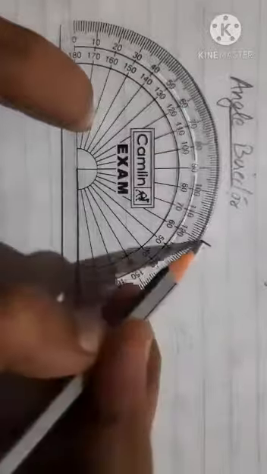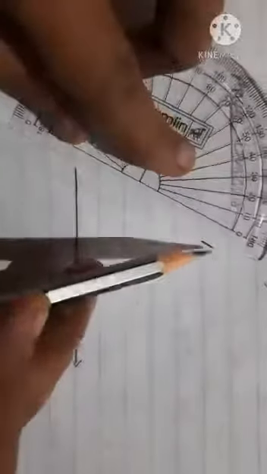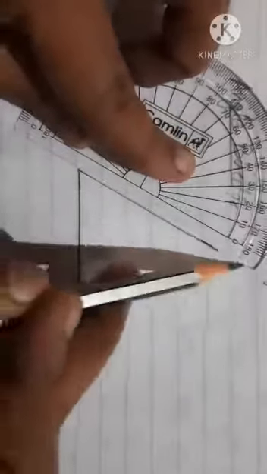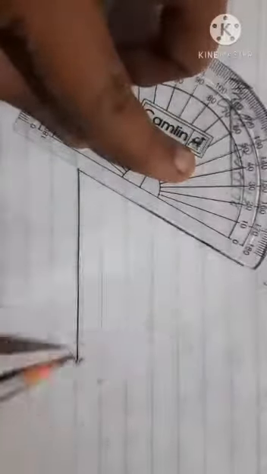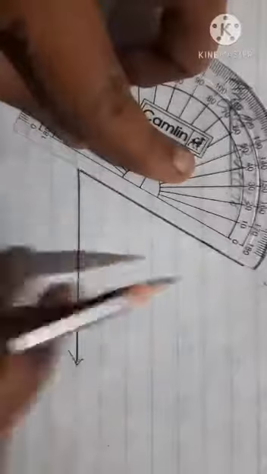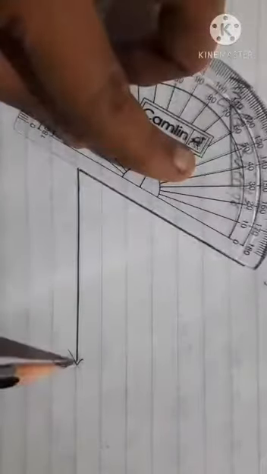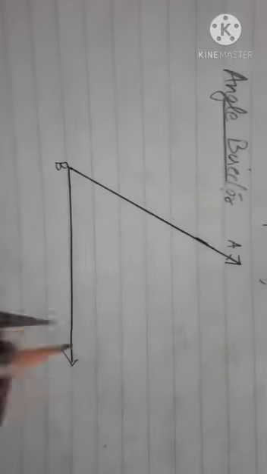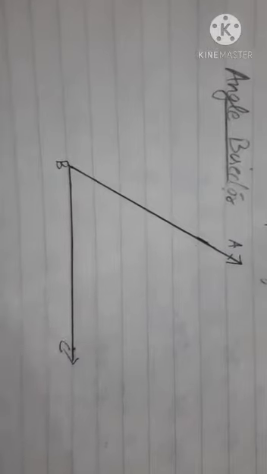So I'm marking here 60, then take the scale or the protractor's help and try to join this. It should not be like one line is small and the second line is big, it should look similar. And I'll complete this angle. Now I have drawn this angle and the measurement of this angle is 60 degrees. I have to label this. I'll label this as point A, point B and point C.